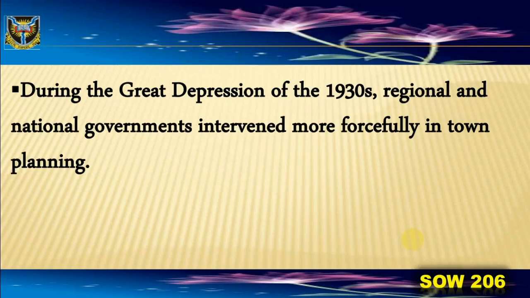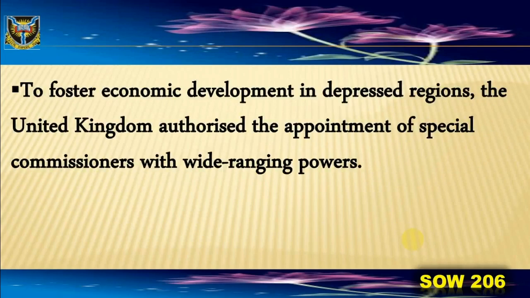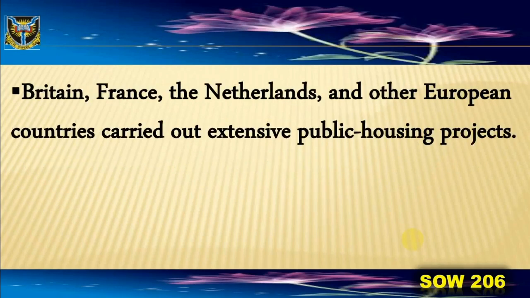During the Great Depression of the 1930s, regional and national governments intervened more forcefully in town planning. To foster economic development in depressed regions, the United Kingdom authorized the appointment of special commissioners with wide-ranging powers. Britain, France, the Netherlands, and other European countries carried out extensive public housing projects.